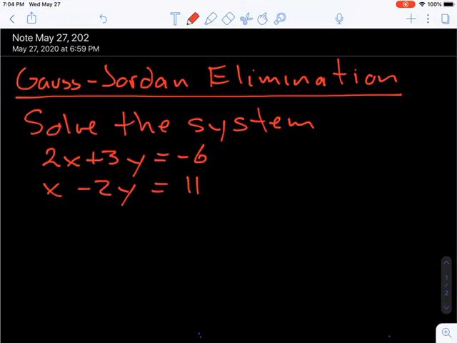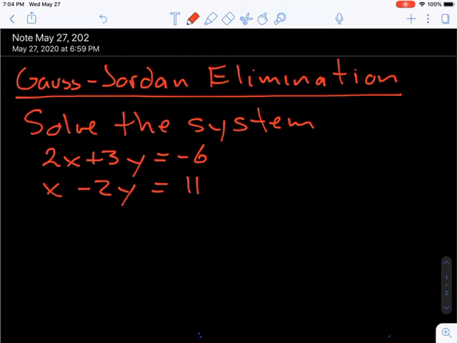In this video, I'm going to demonstrate how to use Gauss-Jordan elimination to solve a system of two equations in two variables. So we start with the system 2x plus 3y equals -6 and x minus 2y equals 11. The first step is to create what is called an augmented matrix. To create the augmented matrix, we simply use the numbers from the system. That would be the coefficients of x, the coefficients of y, and the constants.